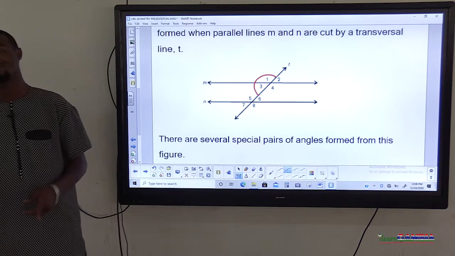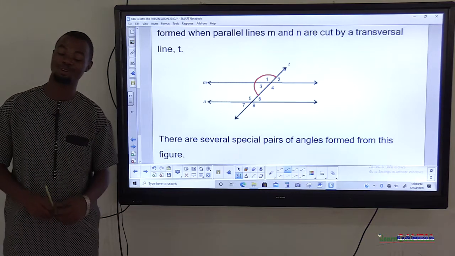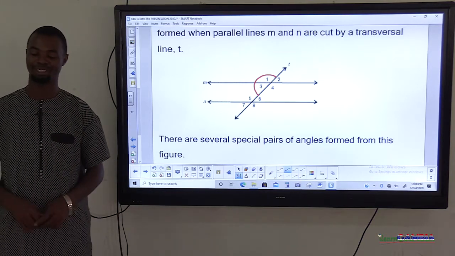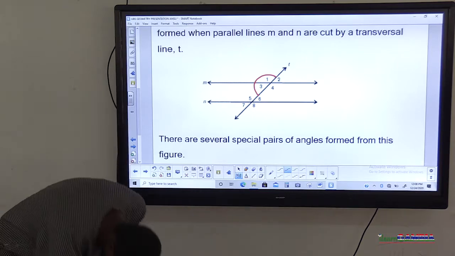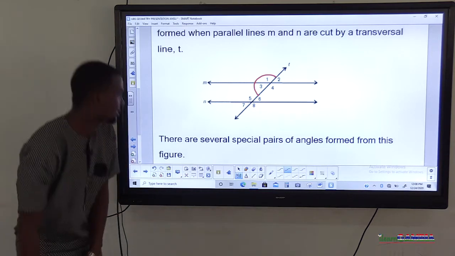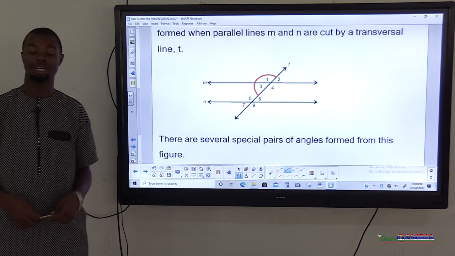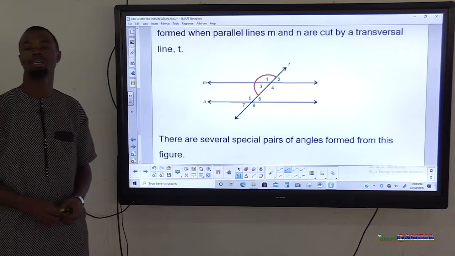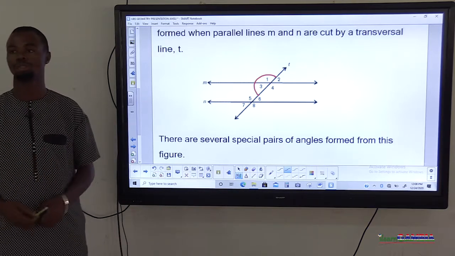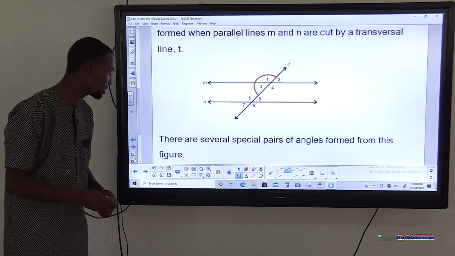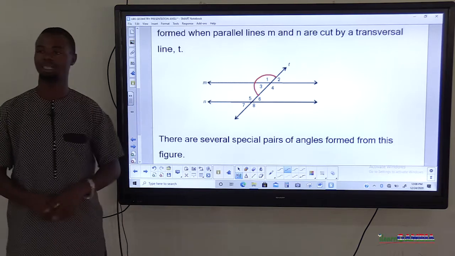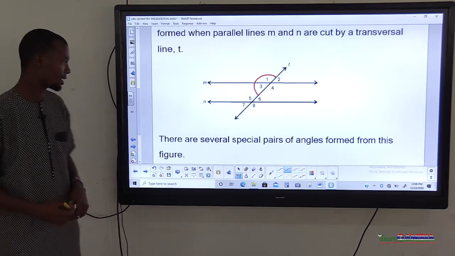Angle 3 and angle 4 are supplementary. Angle 5 and angle 6 are supplementary. Angle 7 and angle 8 are also supplementary. These are pairs of supplementary angles. There are many when a transversal cuts two lines. So there are many supplementary angles in the diagram.